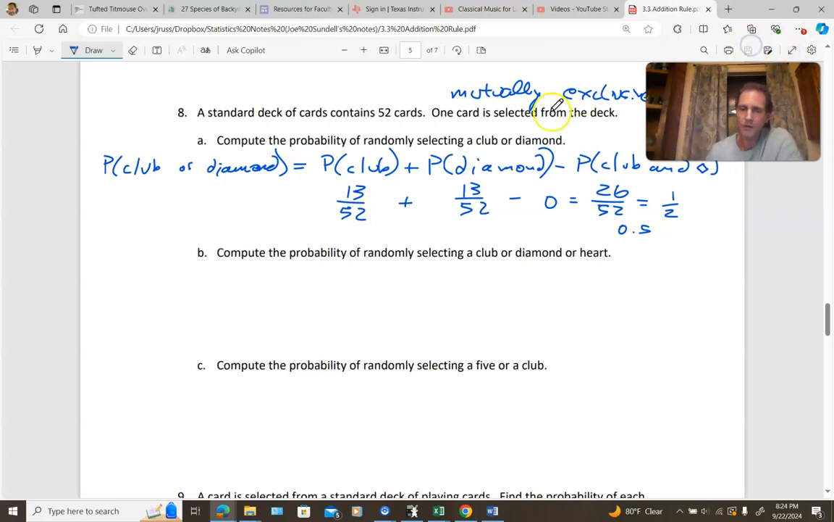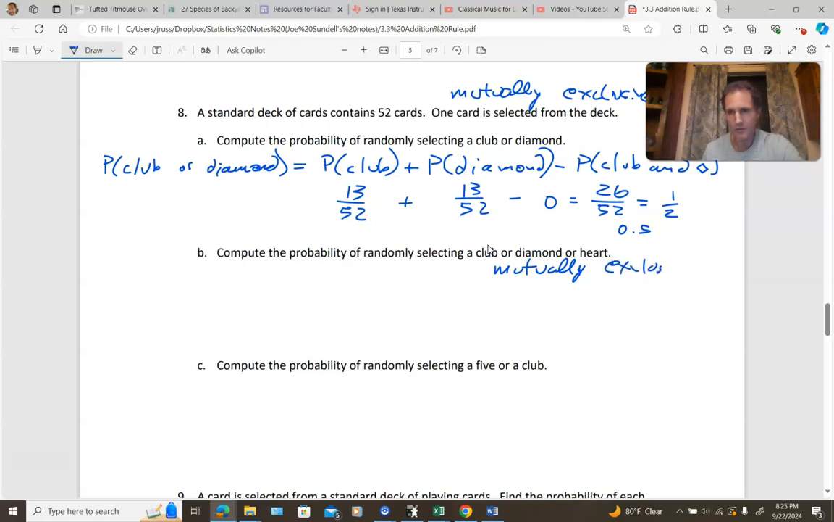Okay, part B, compute the probability of randomly selecting a club or a diamond or a heart. Okay? All right, now, at first glance, I would say one like this is beyond the scope of this book, but it's actually not when you realize that these are three events, but they are all mutually exclusive. Now if they were not mutually exclusive, we would not be doing this, because you end up having to subtract off more intersections. Okay, anyway.